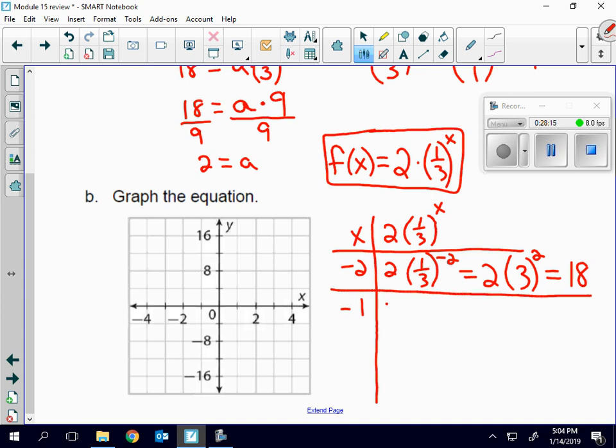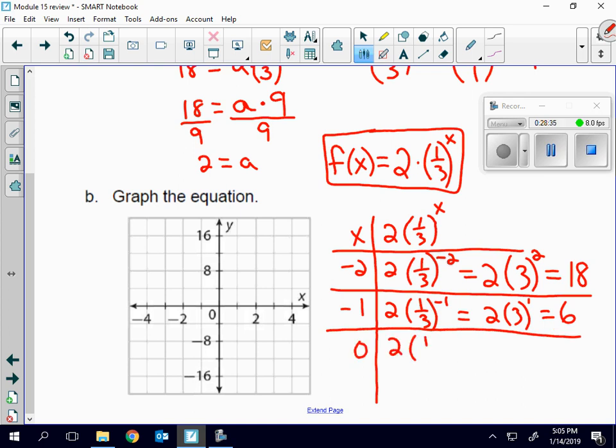When I plug in -1, got to flip that 1/3. So we have 2 times 3 to the first power, which is just 6. Okay, as I keep going, I'm going to get smaller and smaller. If I plug in 0, makes that one easy. 1/3 to the 0 power is just 1, so that's 2 times 1, which is 2.